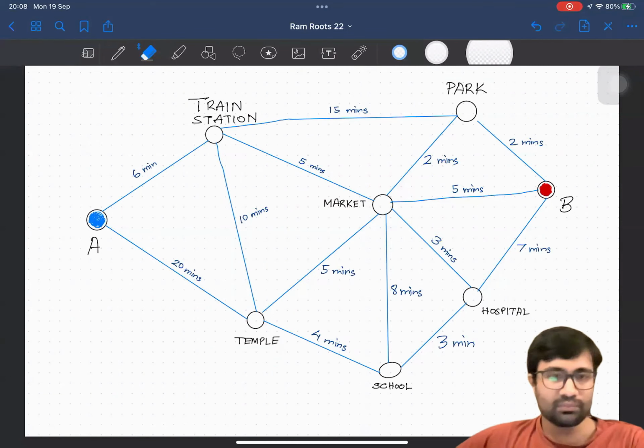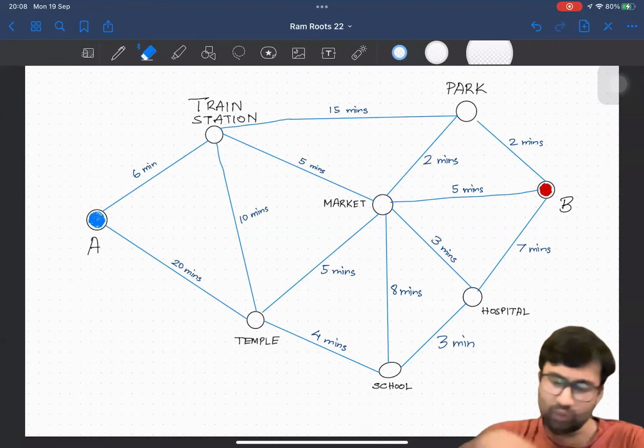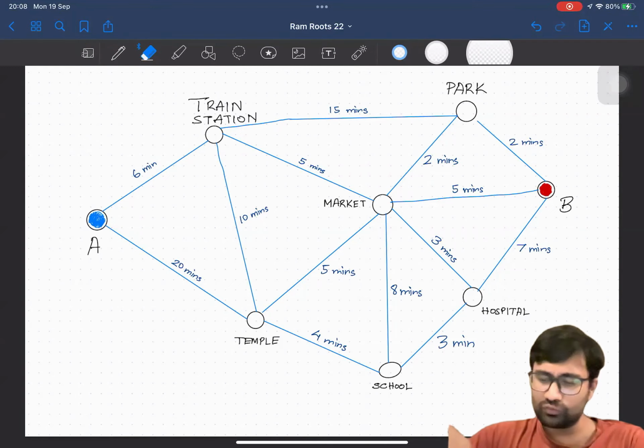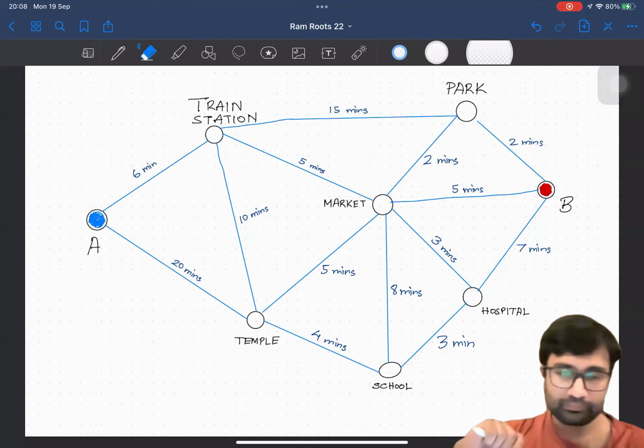Shall we do one more example? Yes, sir. This is the other map that we saw, right? Yeah. So you want to go from A to B, right? Your house to Arun's house. Right? So if you start with this fire algorithm, how will it spread?